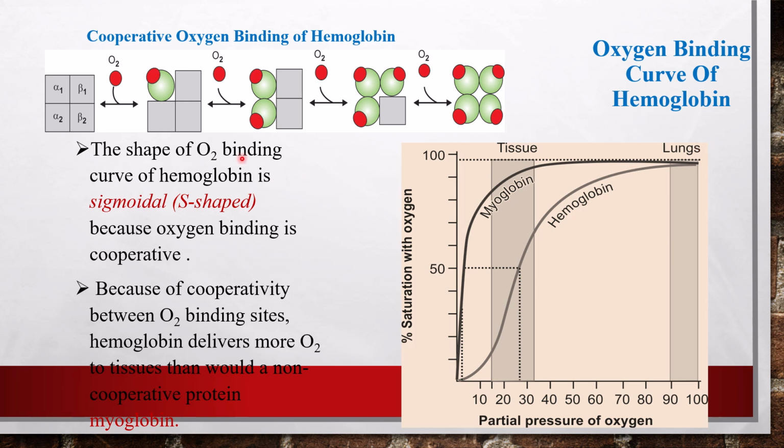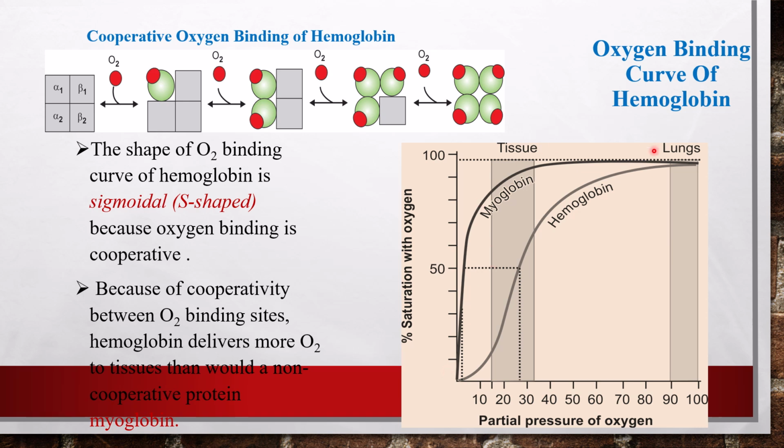The shape of the oxygen binding curve of hemoglobin is sigmoidal because the oxygen binding is cooperative. It shows the cooperativity of the one oxygen molecule, so that facilitates the binding of the other three oxygen molecules. Because of cooperativity between the oxygen binding sites, hemoglobin delivers more oxygen to the tissues than would a non-cooperative protein, that is myoglobin.